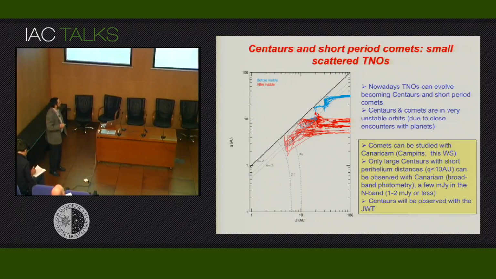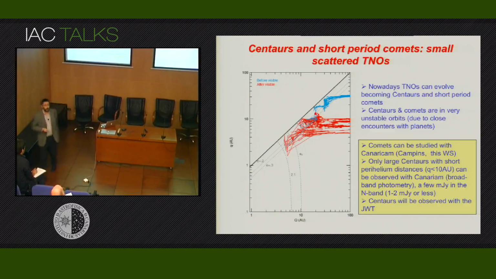But I know there is a program to observe centaurs with the James Webb that will do it much better. We can do some of them. We can try to observe, for example, newly discovered ones. But this is not a very important program for CanariCam.